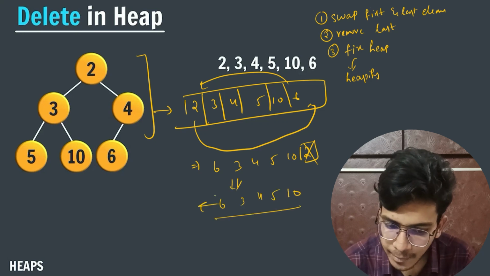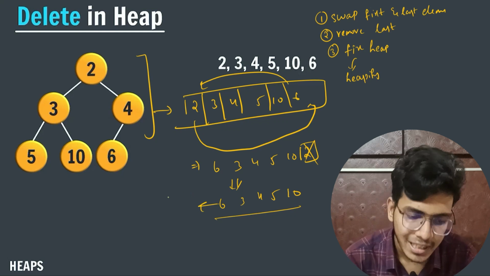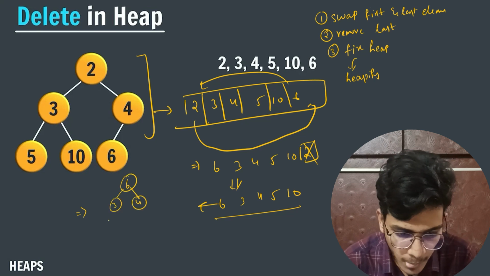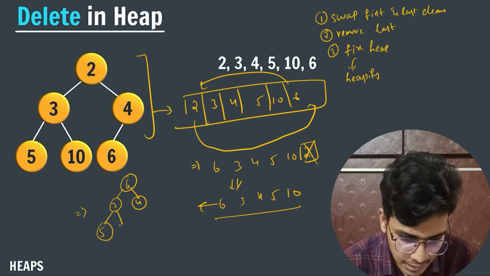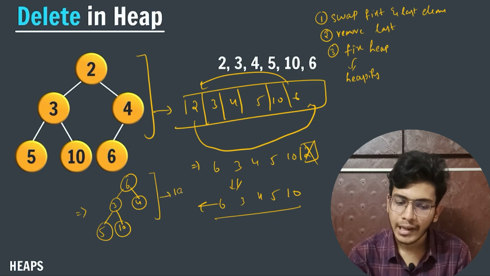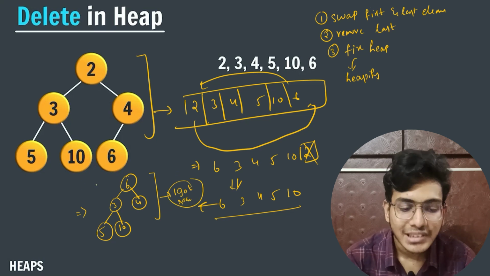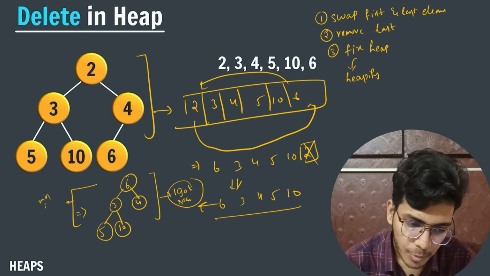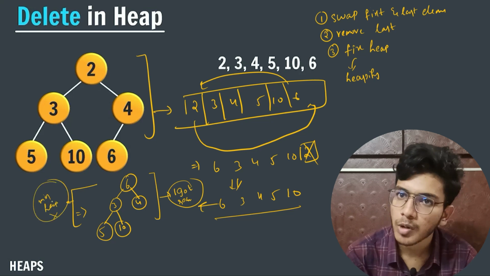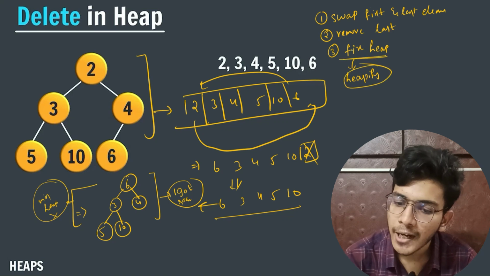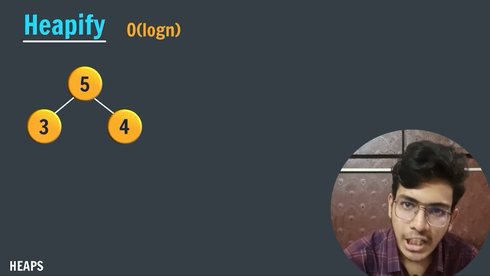Now if I draw the diagrammatic representation of this heap, it will look like this: 6 will be here, after that 3, 4, 5, 10. This is what my heap will look like, and you can see that 2 got removed from my heap. Now the question is, is this following the property of a min heap? The answer is no, it is not following the property of a min heap. Since it is not following, I will fix the heap using the heapify function. Now let us talk about what this heapify function is.